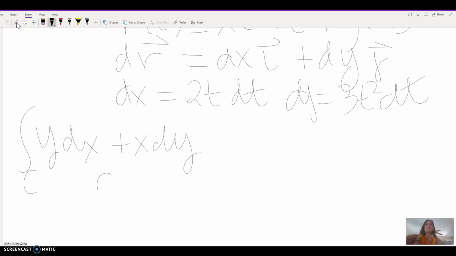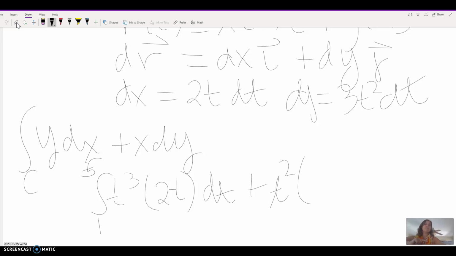So I'm going to substitute. I'm integrating when t goes from 1 to 5, because that was given. And instead of y, I'm going to write t cubed. And now instead of dx, we have 2t dt. And then instead of x, I'm going to substitute t squared. And now instead of dy, we have 3t squared dt. So notice again, I've written this as an integral just with respect to t.